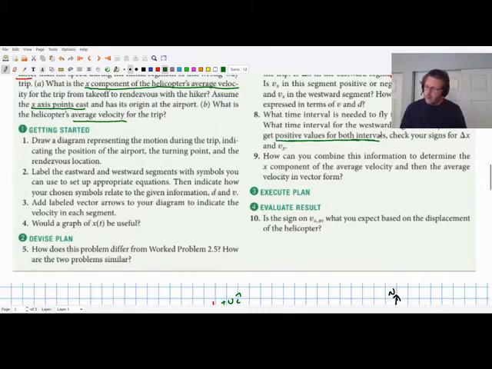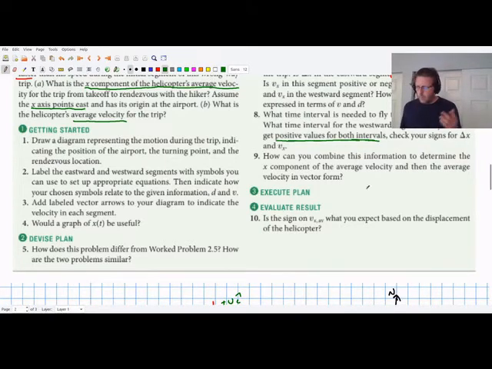All right, number 9, how can you combine this information to determine the x component of the average velocity and then the average velocity in vector form? It's sort of guiding us toward how we are going to combine all the information that we've got already to figure out the things that we're looking for, those velocities.